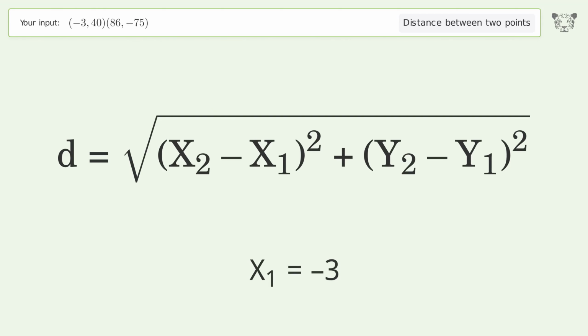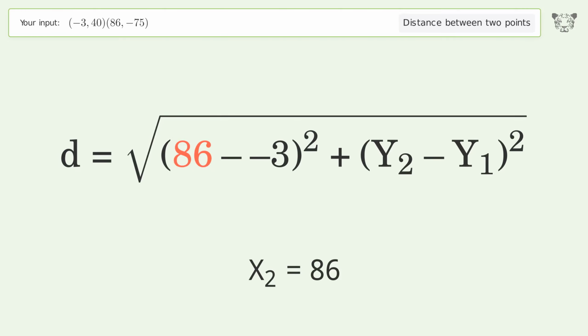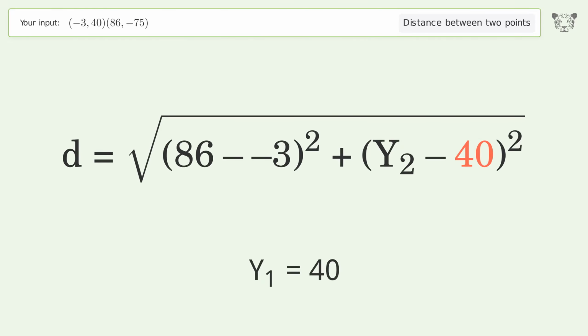x1 equals -3. x2 equals 86. y1 equals 40. y2 equals -75.